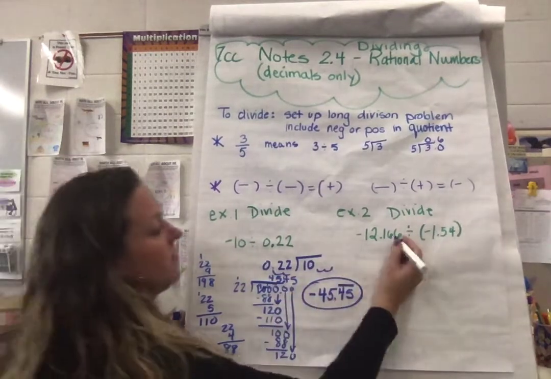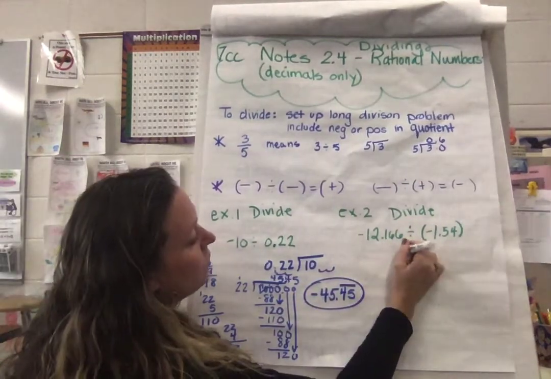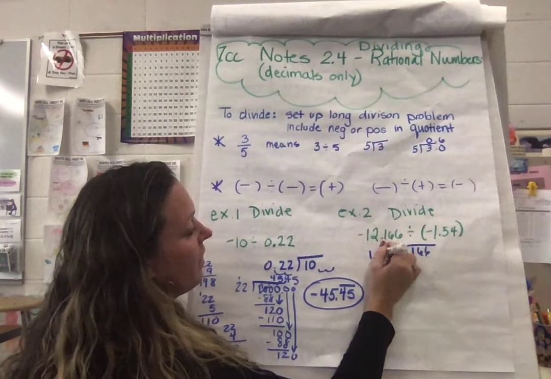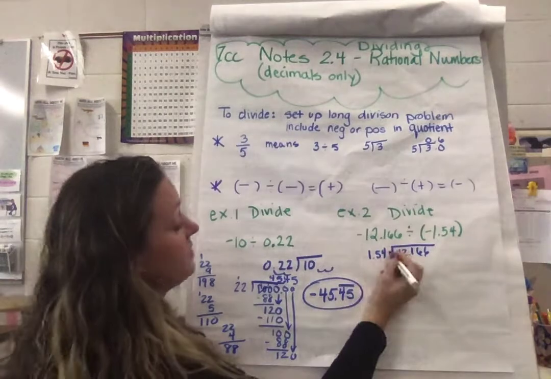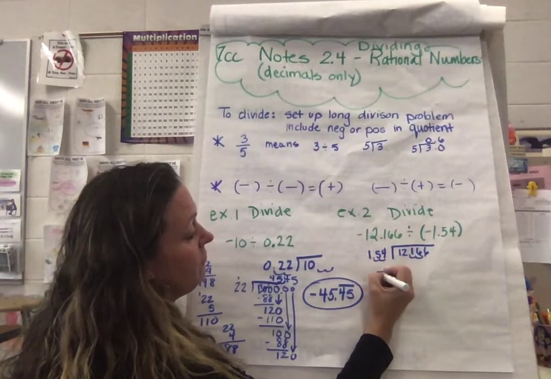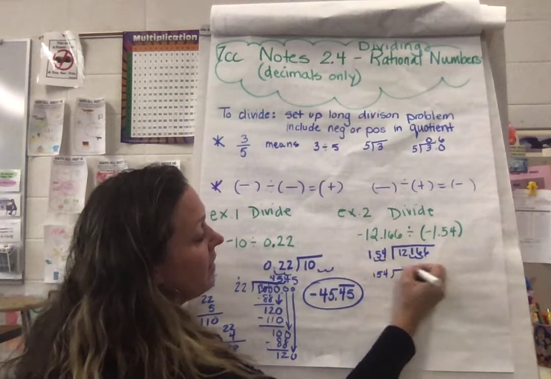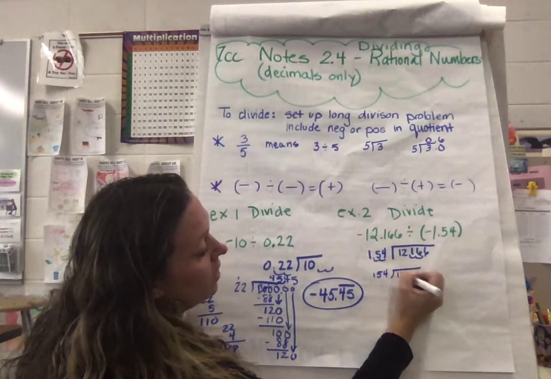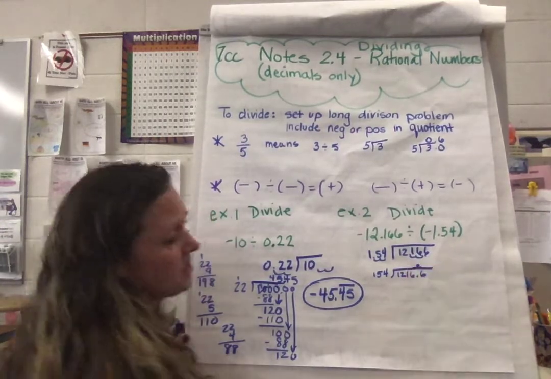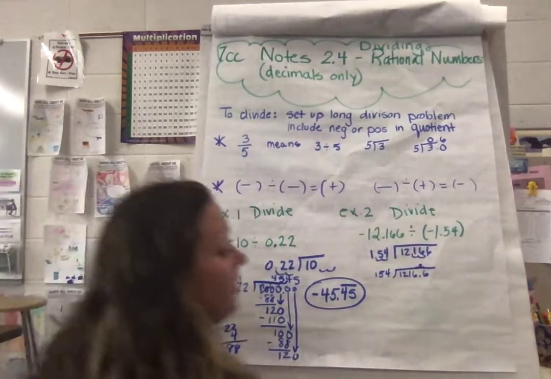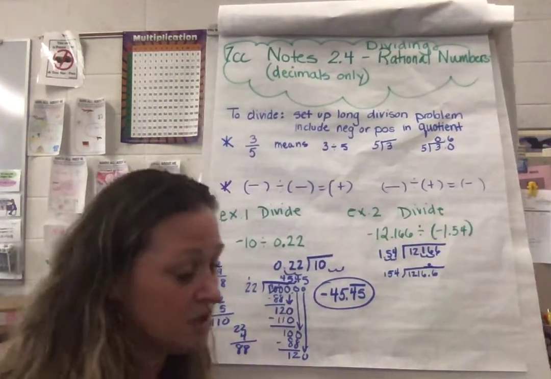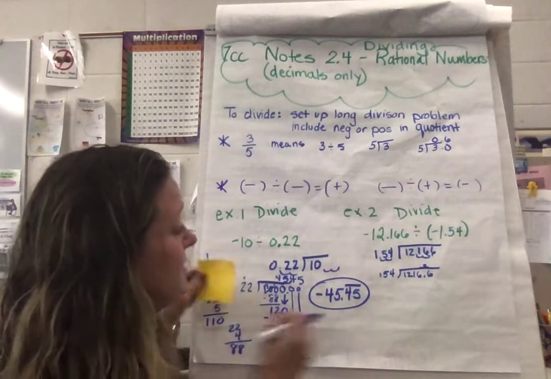I'm going to do the same thing over here. I have 12.166 divided by 1.54. There's a decimal point in the divisor and I cannot have that, so I move it over 2 to make 154, and then this would be 1216.6. And I can move that decimal point right up into the quotient right away. So now this is a big number, and so I literally started doodling off to the side.